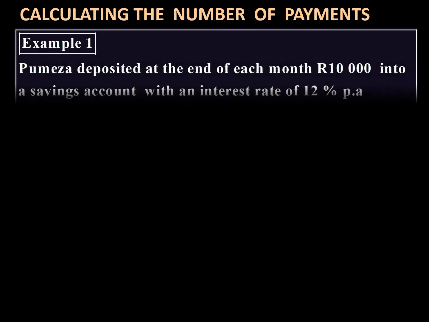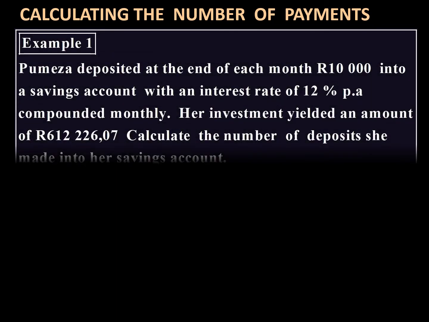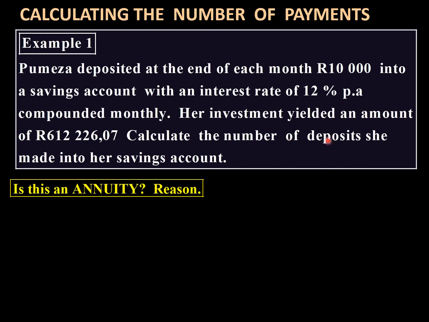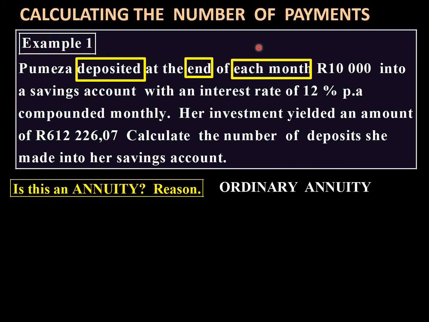Pumeza deposited at the end of each month 10,000 Rand into a savings account, interest rate being 12% per annum compounded monthly, and an investment yield 612,226 Rand and 7 cents. And we have to calculate the number of deposits. So let's see. Is this an annuity? There must be some keywords there. What are the keywords? She deposits at the end of each month, and it's a regular amount. So that definitely is an annuity. And because it's at the end, it's an ordinary annuity.